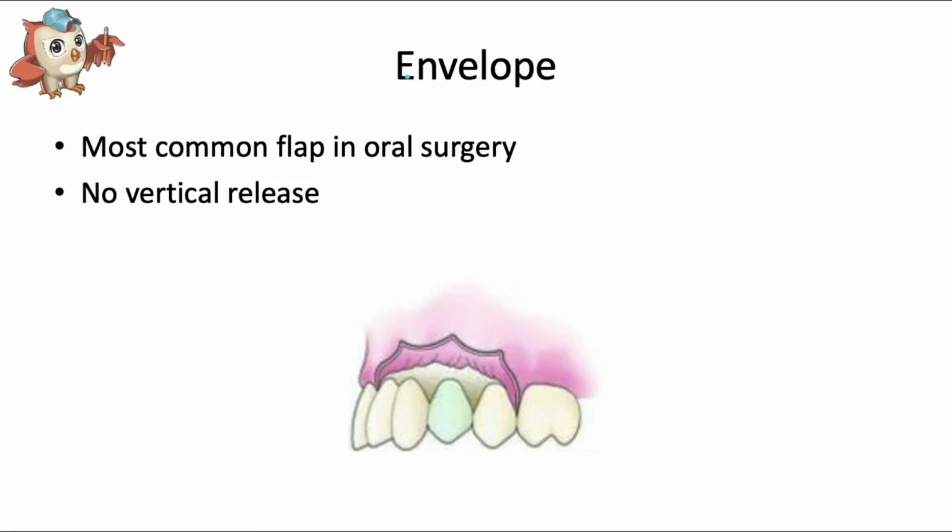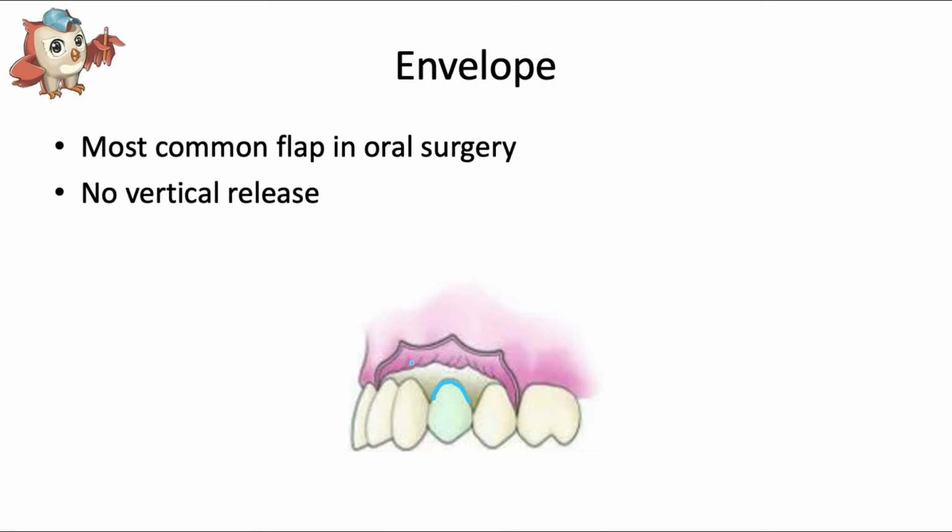The envelope flap is the most commonly raised flap in oral surgery for tooth extractions. Why is that? Because it's quick and easy. You use the scalpel in the sulcus of the tooth to be extracted and the adjacent one or two teeth on either side, and then use your periosteal elevator to get the tissue out of the way so you can see what you're doing. Also note how there are no vertical releasing incisions needed in this flap design. And then once you're all done, you suture it back to its original position.